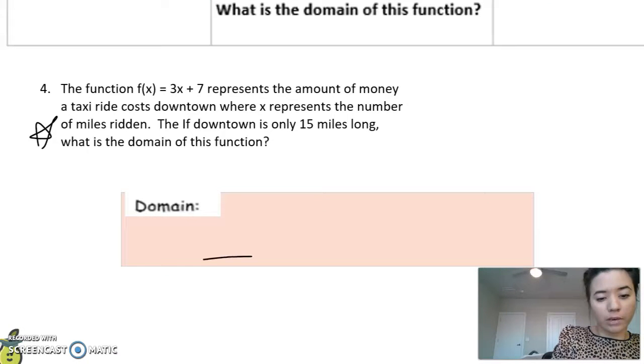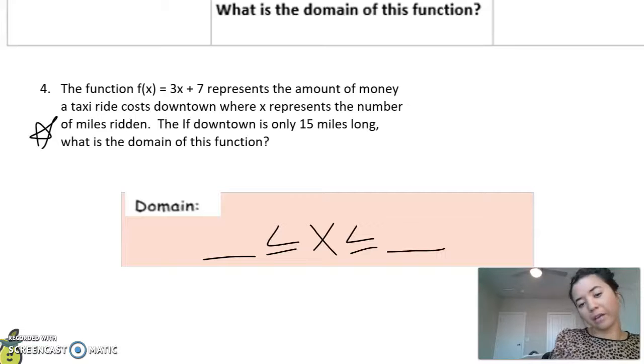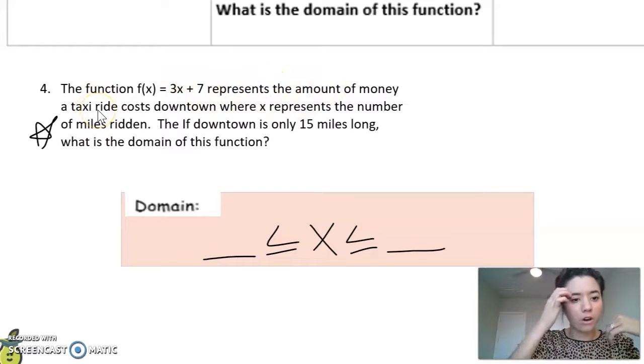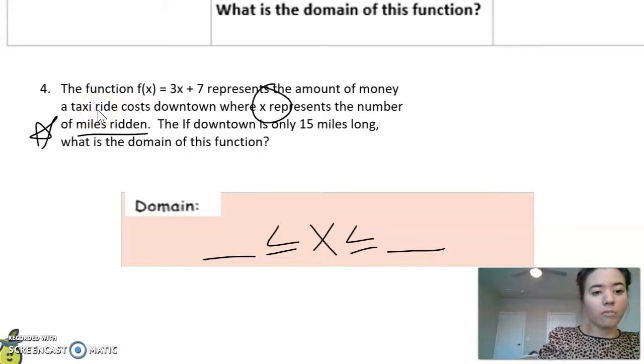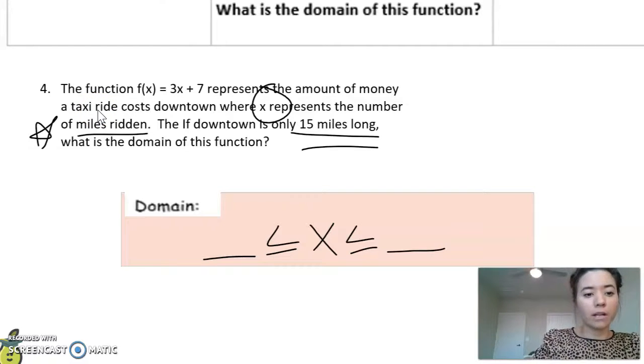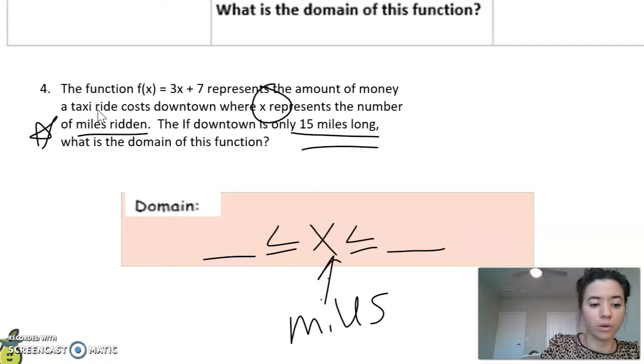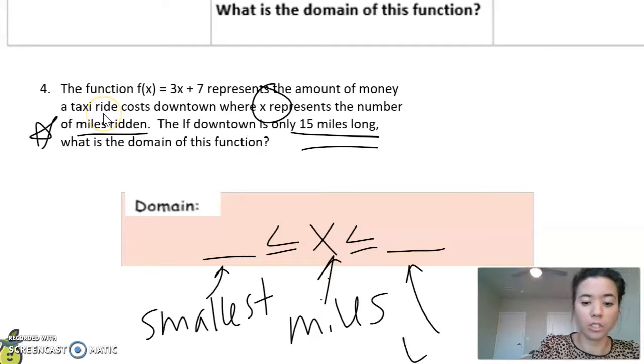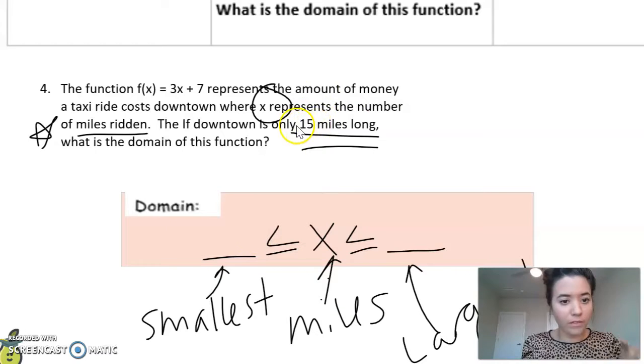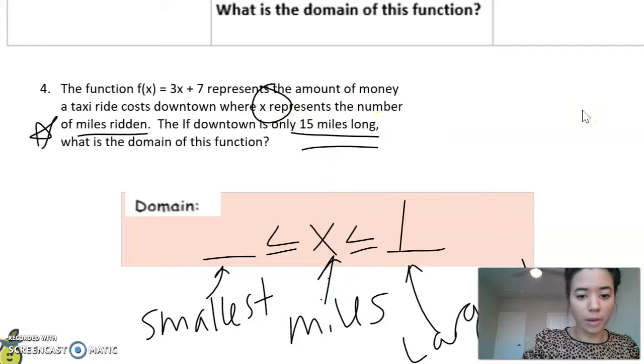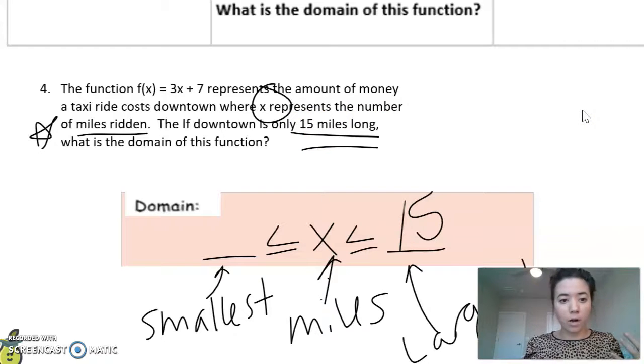Alright, so same thing. For this we write a number, inequality, x, inequality, and then another number. We have the function f of x equals 3x plus 7 represents the amount of money a taxi ride costs downtown, where x represents the number of miles. The downtown is only 15 miles long. What is the domain? So here x represents miles. So here I'm writing my smallest number of miles. Over here I'm writing my largest number of miles. So if my drive is only 15 miles long, that means the largest it can be is 15. The smallest is to not have started at all, so 0.